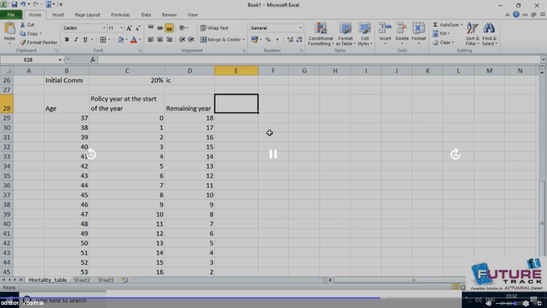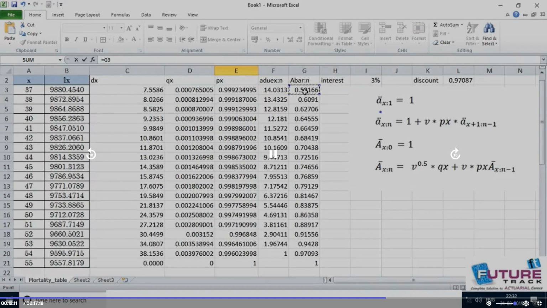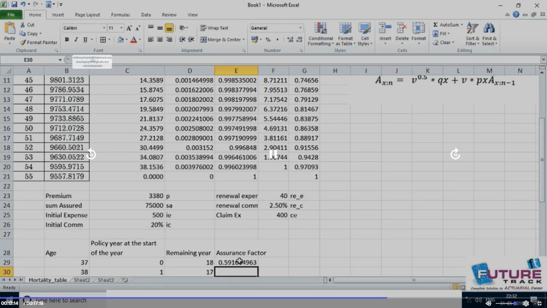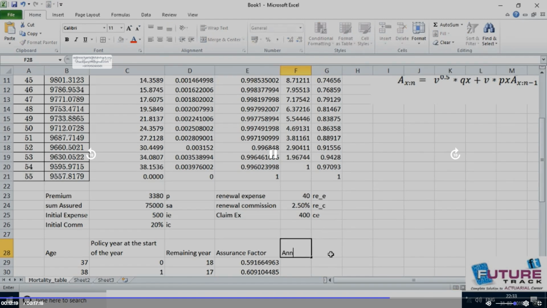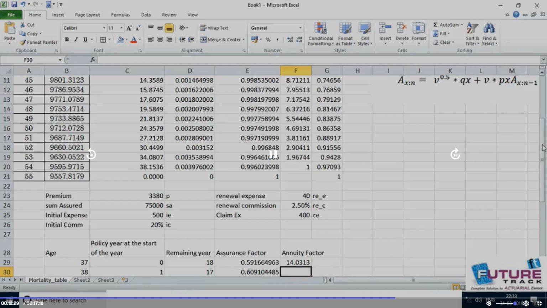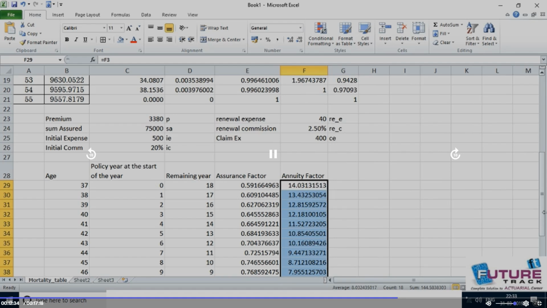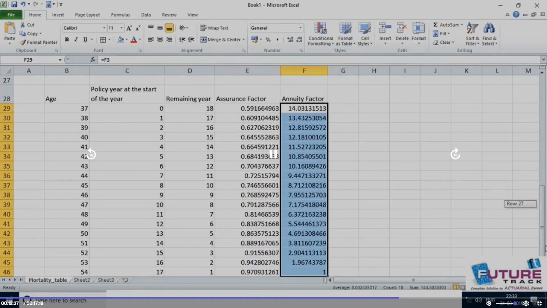Now let's write the assurance factor from above. So just equal to and give the reference value of this A bar x in Excel and double click it. Similarly, write the annuity factor, equal to, give the reference of above, enter, double click it. Fine. So we get the assurance factor, annuity factor.